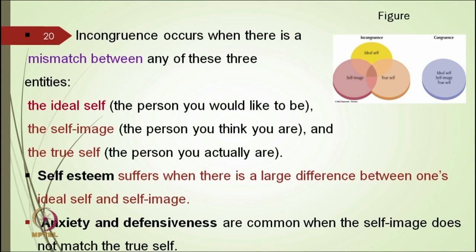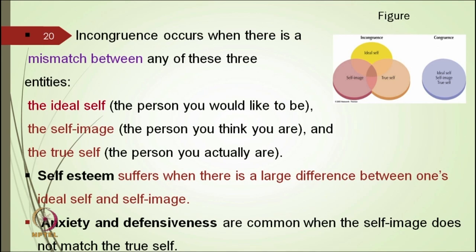Here the real true self plus self image has been included. So what are these three selves? The ideal self, the person you would like to be. Self image, the person you think you are. And the true self, the person you actually are. If these three selves are highly connected with each other and you have congruency among these three, then you don't have any problem in your life.